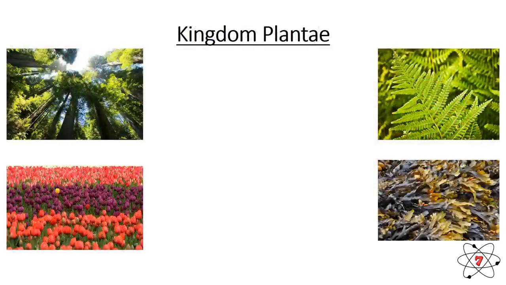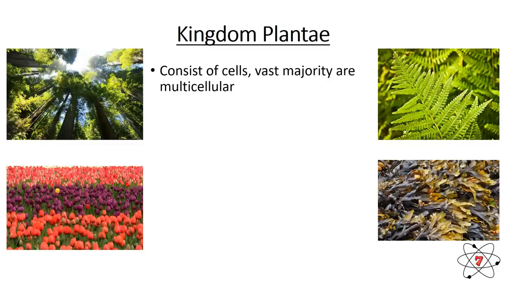The next kingdom we're going to look at is the kingdom of plants. Most plants are multicellular. Not all of them, but most. They vary in size from being very, very small, microscopic, to absolutely huge. The largest organisms on Earth at the moment are the giant redwood trees. They are huge, huge, huge trees.